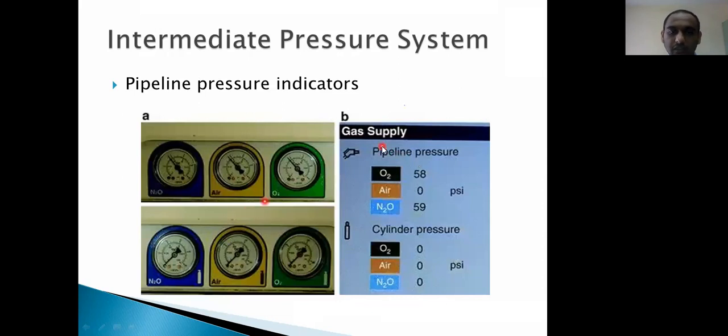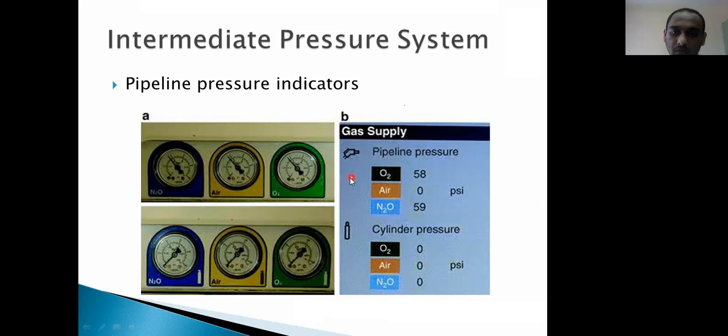Once you have connected, you will see these pressure gauges. These are the Bourdon tube type pressure gauges, which show the pressure inside the cylinders, by the concept explained in the Bourdon type tube pressure gauge. So nitrous, air, and oxygen, all three are connected here.